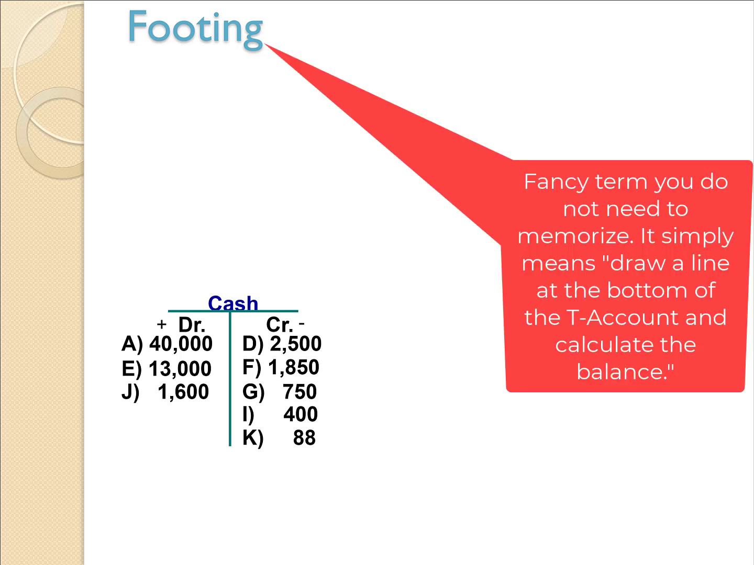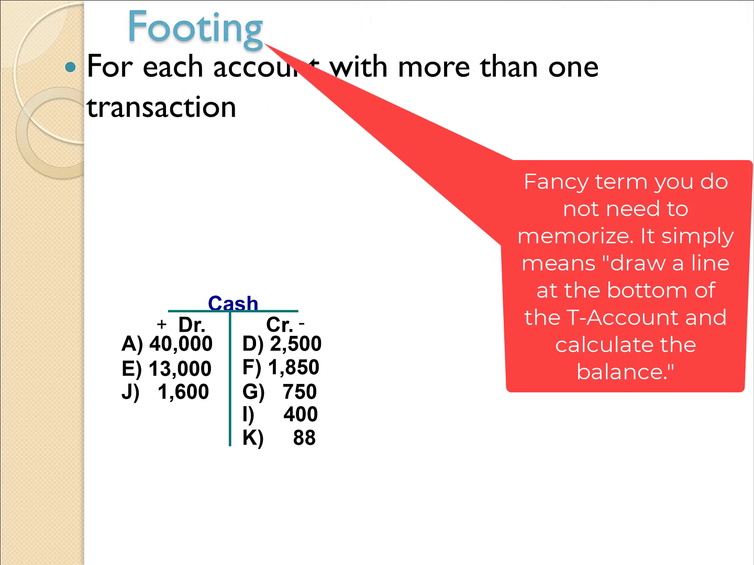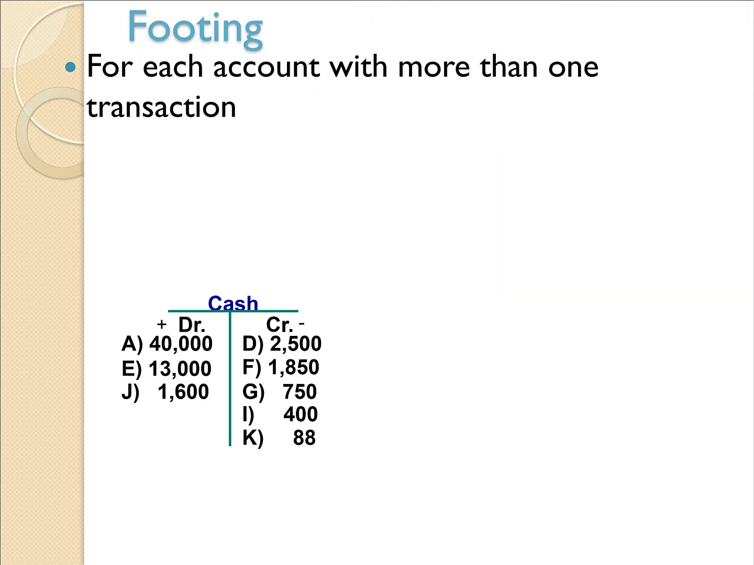So the process of calculating a T account's balance is technically called footing. Now, I'm never going to ask you, well, what is footing? But if you ever hear that outside of this classroom, that's what it means. So when we're calculating the balances of these accounts, for each account with more than one transaction, because if a T account has just one transaction, you don't need to calculate a balance. You can see it, it's obvious. But for every account that has more than one transaction, we need to calculate the balance.